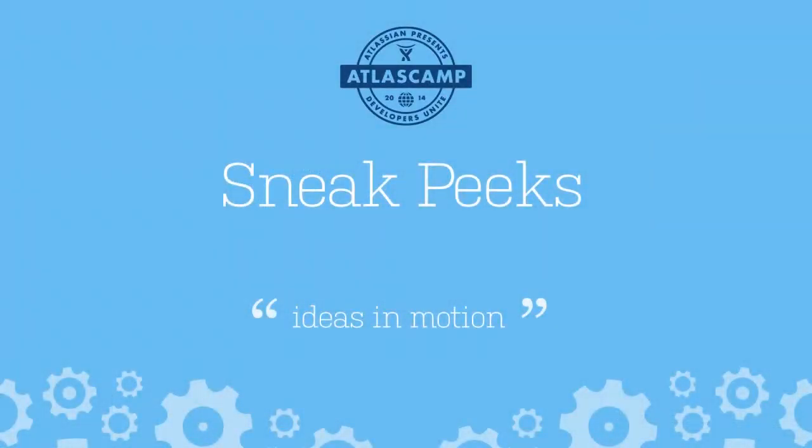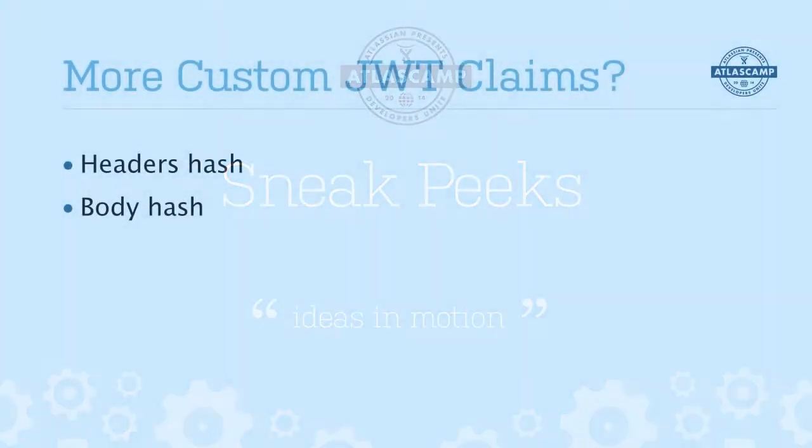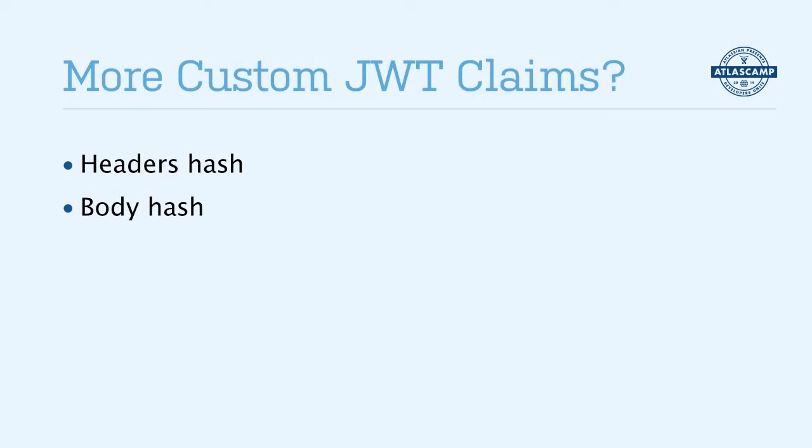So first off, maybe more custom JWT claims. You remember we've got the query hash claim, which protects the contents of the URL. Someone tampers with the URL, it's evident in the query hash. Someone tampers with the query hash, it's evident in the signature. So it's very hard to do this. You basically just can't tamper with it. But this leaves the headers and the body unprotected. So the obvious solution there, we're going to add another header hash claim and a body hash claim.